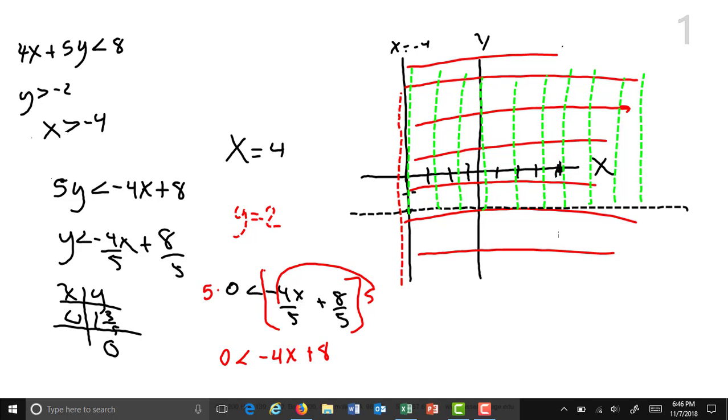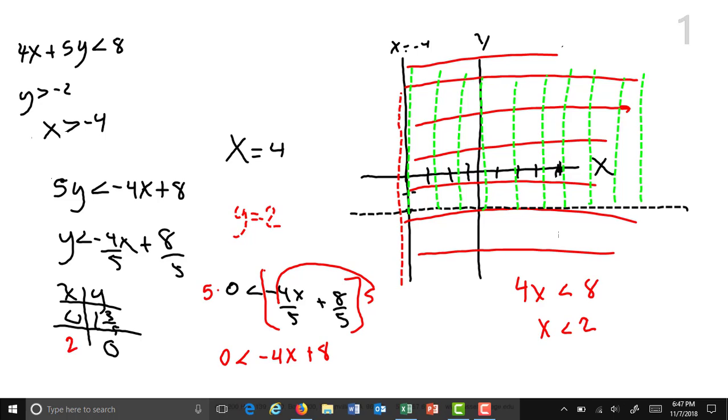I'm not going to subtract the 8 because I like positivity in my life and I don't want to have to worry about flipping the sign. So I'm going to add 4x to both sides. When I add 4x, I'm going to have less than 8. So I don't really worry about the x. I know that when y equals 0, x is going to be close to 2. Which is all I needed was this. Now I can graph it.